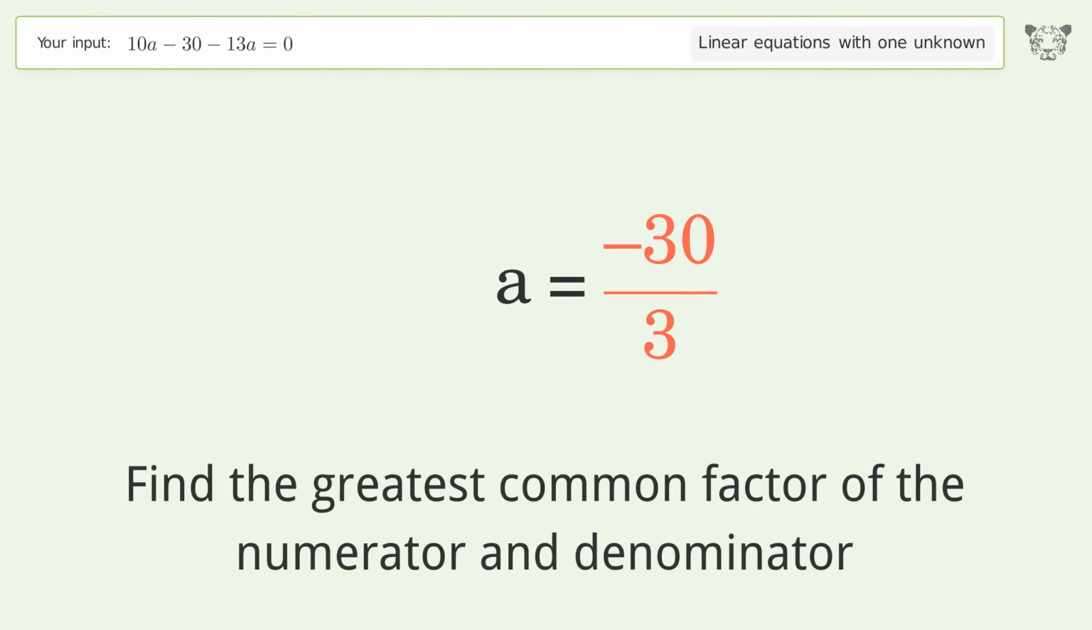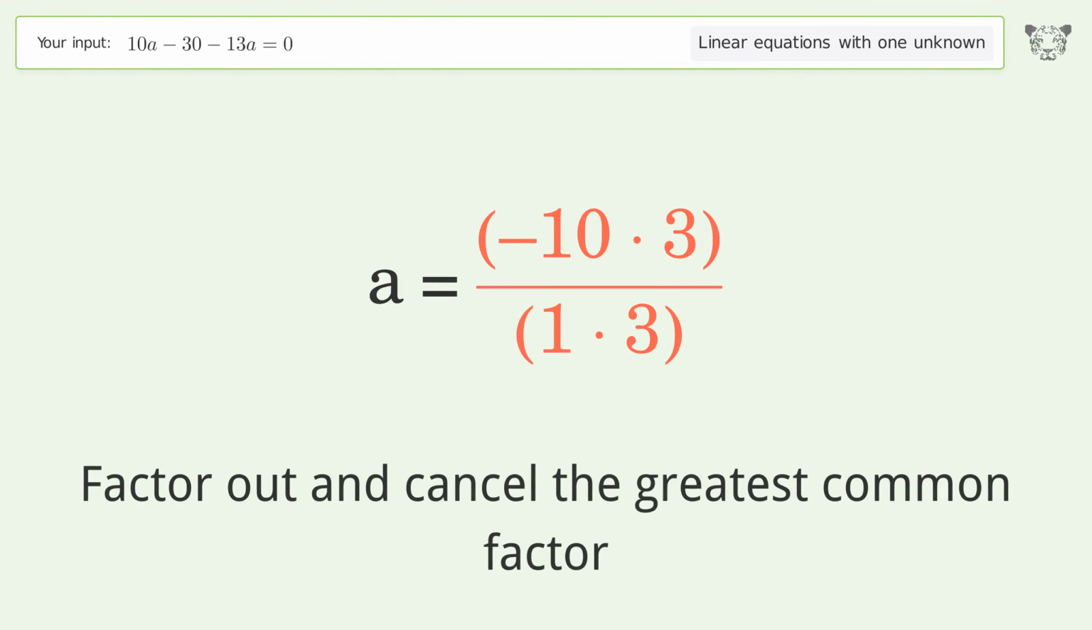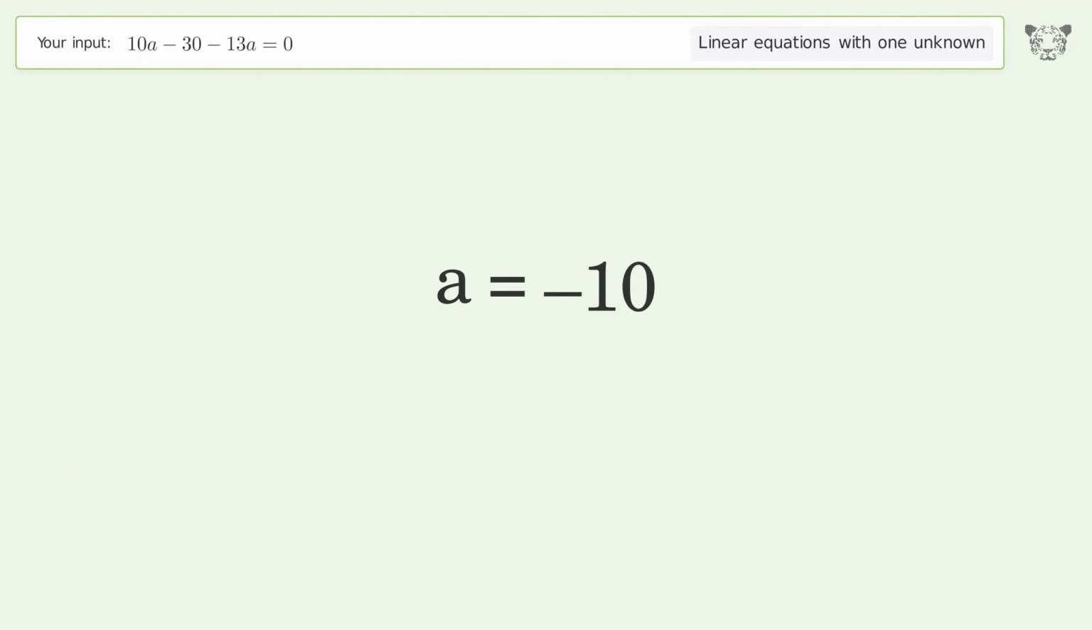Find the greatest common factor of the numerator and denominator. Factor out and cancel the greatest common factor. And so the final result is a equals -10.